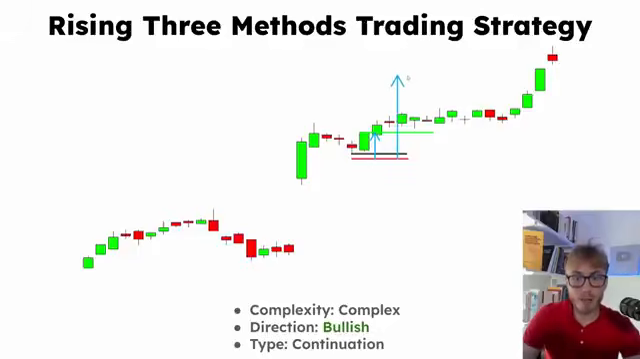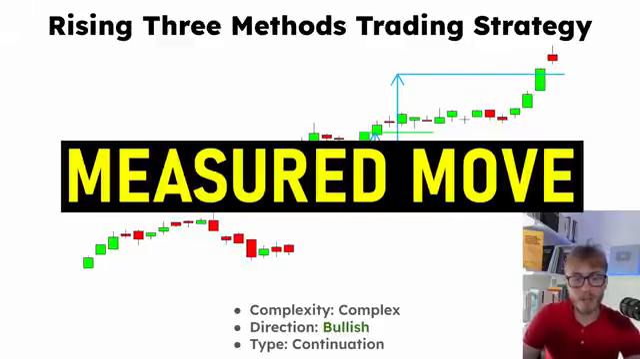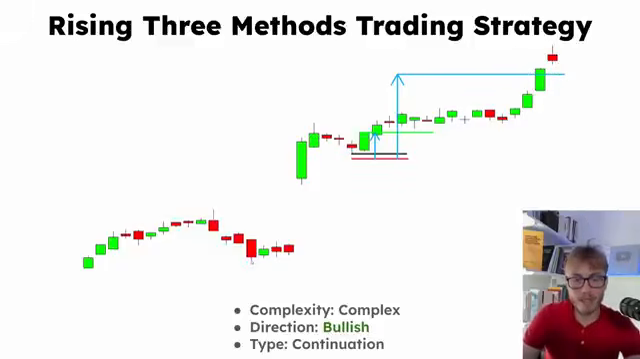If we use a 2 to 1, our target will be right around here. But when it comes to continuation patterns, we can also use something called a measured move. So what we basically do is measure the whole impulse that created the move towards the upside before the pattern. And then we take this exact measurement and measure the same length.